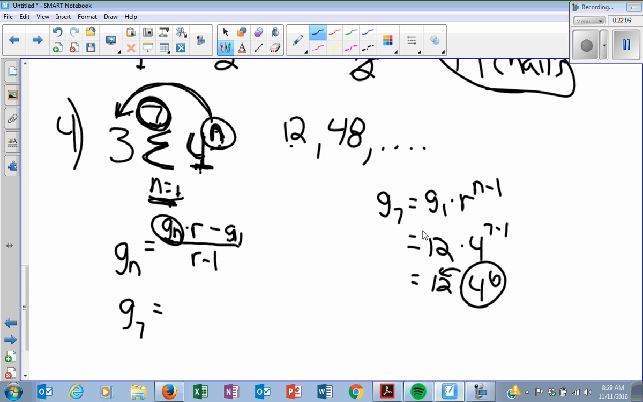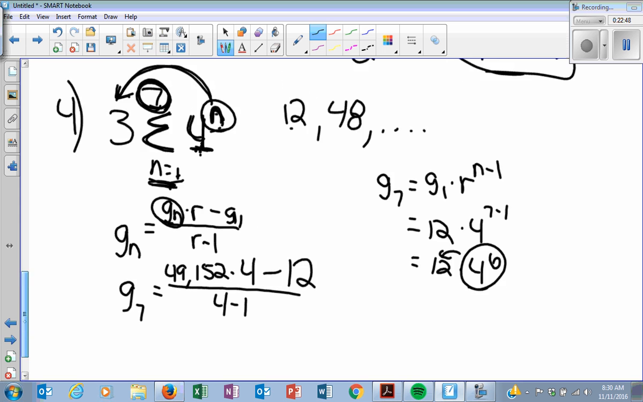And when you did that, what did we get? 49,152. Does that make sense? Then I'm taking that number and timesing it by what? What's the common ratio? 4. 4. And I'm minusing, and I'm dividing by 4 minus 1.